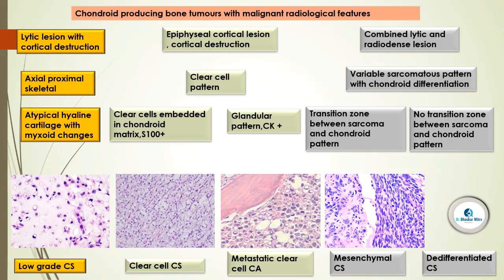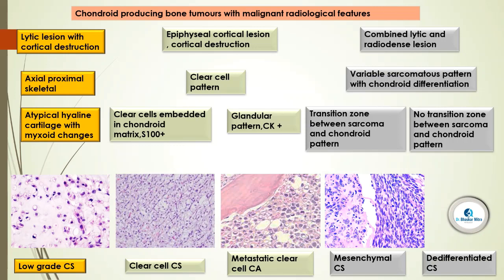There may be a clear cell pattern. Clear cells may be embedded in the chondroid matrix, and these cells are characteristically S100 positive. These are the clear cell chondrosarcoma. There may be glandular arrangement of the individual cells which are CK positive. So if any bone lesion shows CK positivity, it more likely indicates a metastatic clear cell carcinoma, where you can see the clear cells.